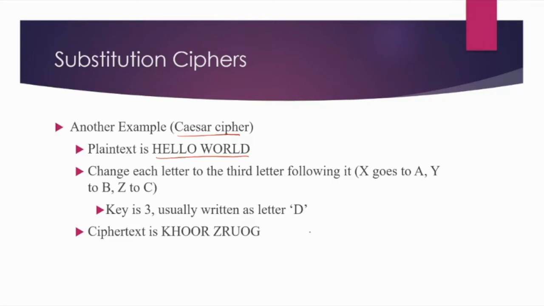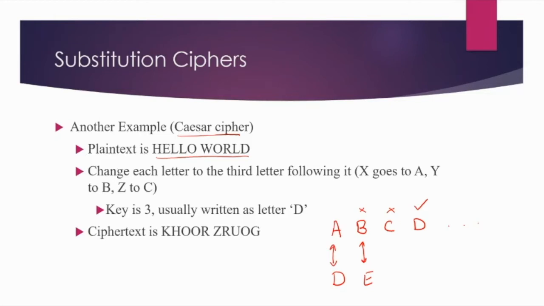So if you have to replace A, you just go through the series to the third letter. Leave B, leave C, and pick D. So A is substituted by D. Similarly, B will get substituted by E, and so on. So change each letter to the third letter following it. This is the Caesar cipher.